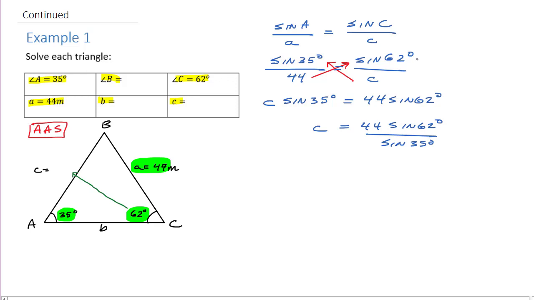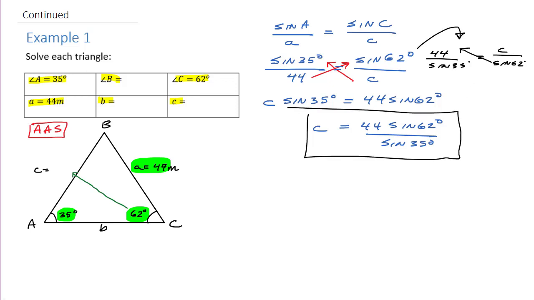Now, like I said, you could also take this here. I'll just do a little side here. You could also take this and just flip everything and make it 44 over sine of 35 equals C over sine of 62. And I could have just started with it upside down like that and then just multiply across, and I'd still get the exact same fraction that I have right here. Okay, so now it's just calculator time.